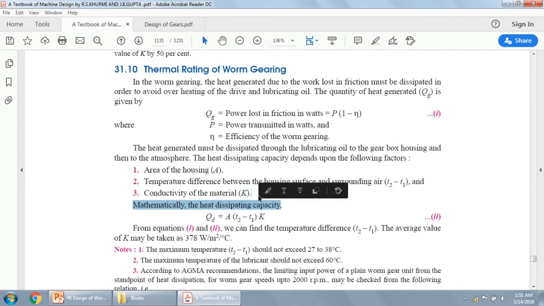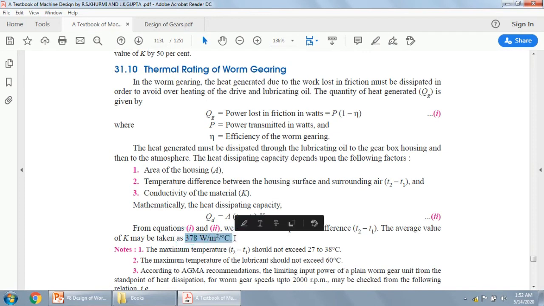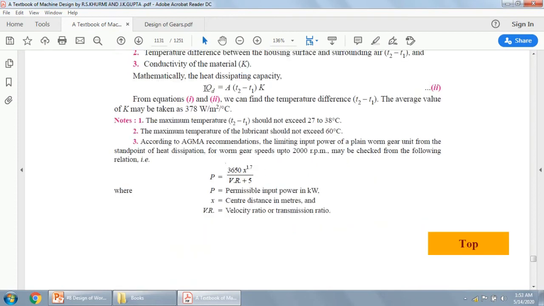K is the conductivity of the material, T2 and T1 are the temperatures, so T2 minus T1 is the temperature difference, and A is the area of the housing. Equations 1 and 2 give the heat generated and the heat dissipation. We can find out the temperature difference T2 minus T1. The average value of K is generally taken as 378 W per meter square per degree centigrade. We will calculate the heat dissipation according to this relation. This depends upon the speed. If the speed is up to 2000, then we may also check according to this relation.